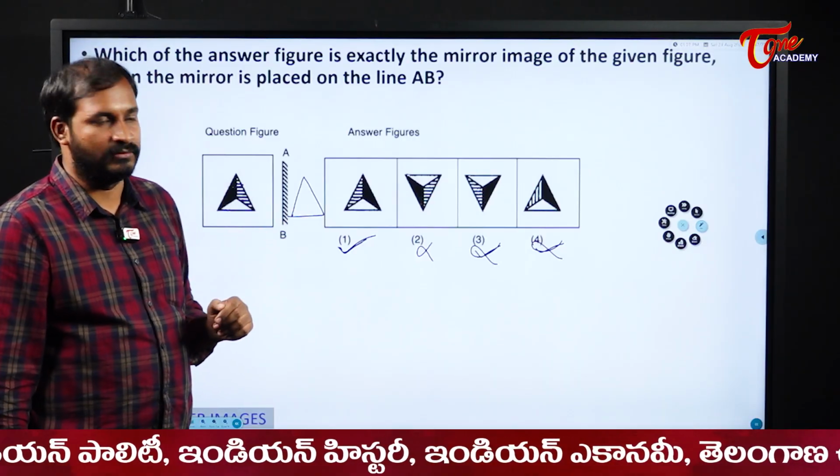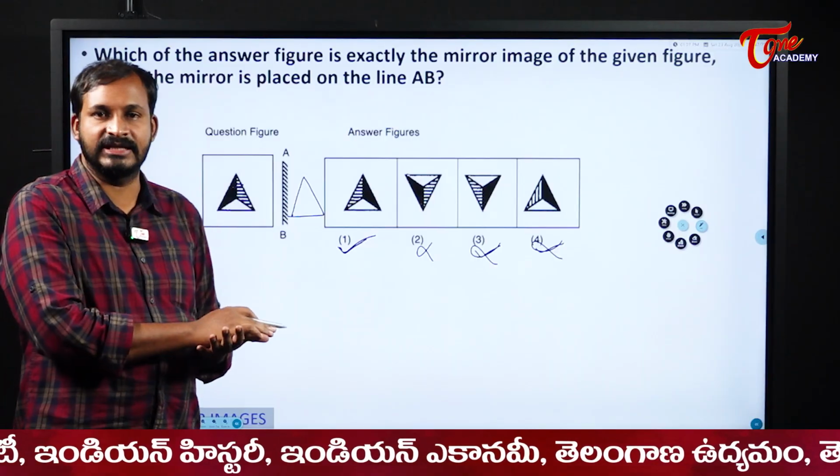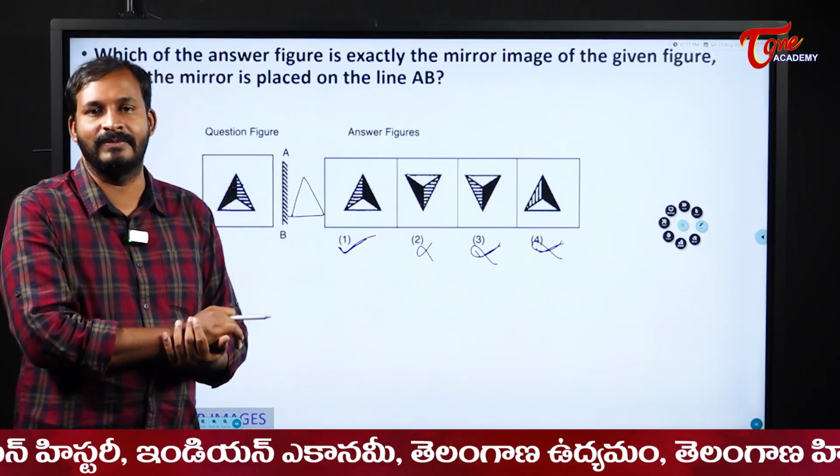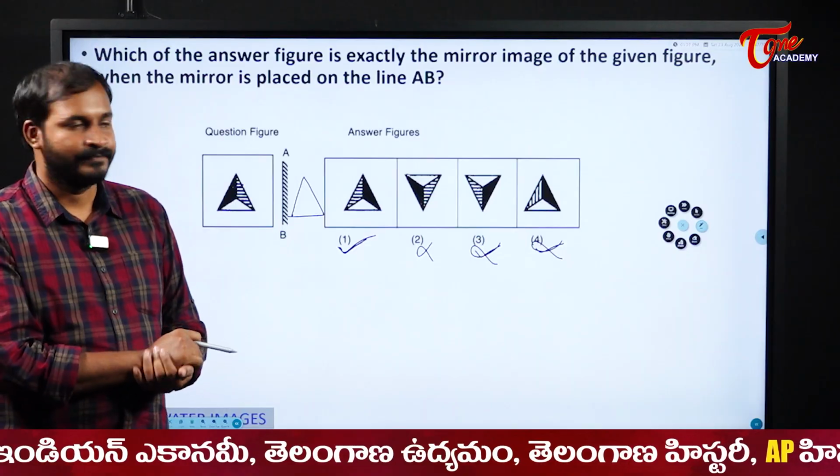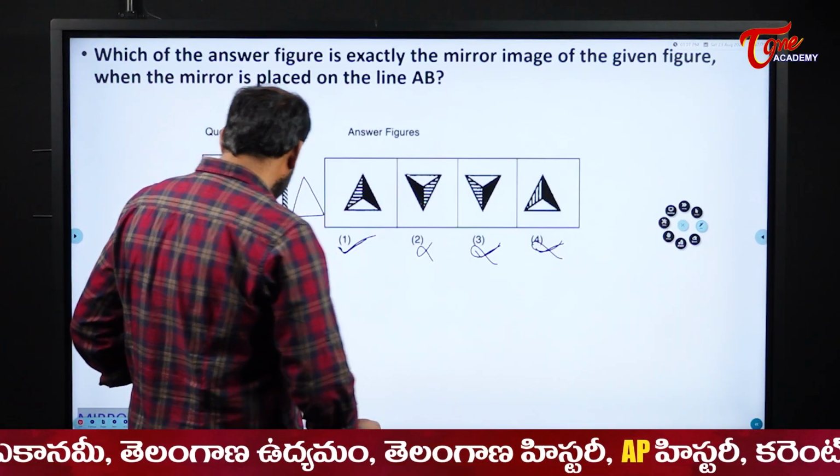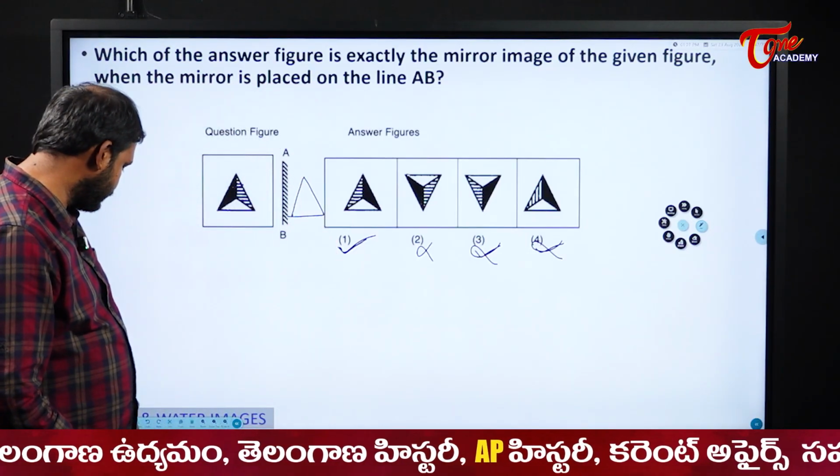This is how you need to solve. Check the things carefully, the minute things, and then try to eliminate the wrong options. So one will be left for us, that will be the correct one. Next, see the next one.